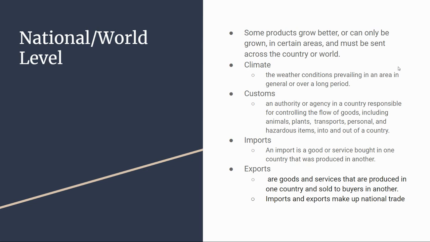Customs. Customs is an authority or agency in a country responsible for controlling the flow of goods, including animals, plants, transports, personnel, or personal and hazardous items into and out of a country. Imports. An import is a good or service bought in one country that was produced in another. Exports are goods and services that are produced in one country and sold to buyers in another. Imports and exports make up national trade. It's important to know the definitions of imports and exports when we're talking about economics.